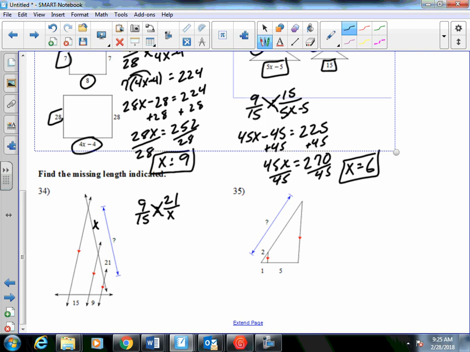So if we cross multiply, we have 9x equals 21 times 15 is 315, and divide by 9. So our x value there is 35. The question mark here is for the full length between these two intersections. So the question mark is going to be 21 plus 35, or that would be 56.